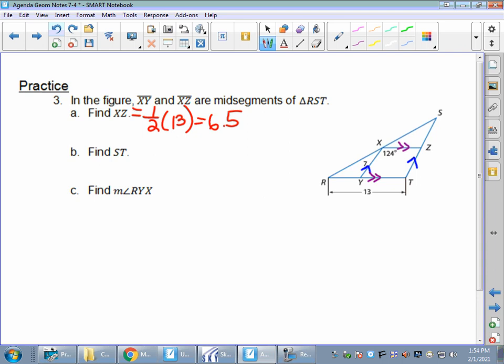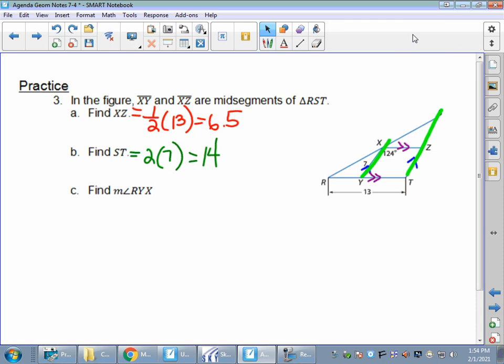So it's half of its parallel side. So how about ST? So ST is this guy right here. Its mid-segment is XY. XY is 7. Well, ST is not going to be half of 7, right, because it's longer. So ST is going to be double, instead of half, the mid-segment. So double the mid-segment to get to the parallel side. So ST must be equal to 14. And last but not least, it asks for the measure of angle RYX.